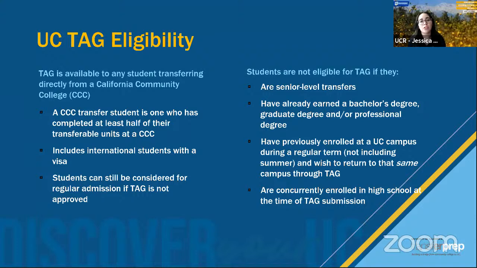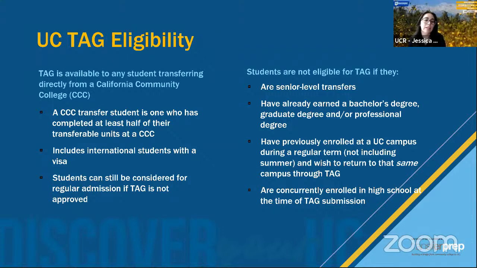So again, students with upper division level coursework that are senior level are not eligible. If you've already earned a bachelor's degree, graduate degree, or professional degree, you're not eligible for TAG. If you've previously enrolled at a UC campus during a regular term, so if you've gone and taken a summer class, that doesn't count. But if you have been admitted and gone to like a fall, winter, spring term at a UC, and you want to return to that same campus, you're not eligible for TAG.